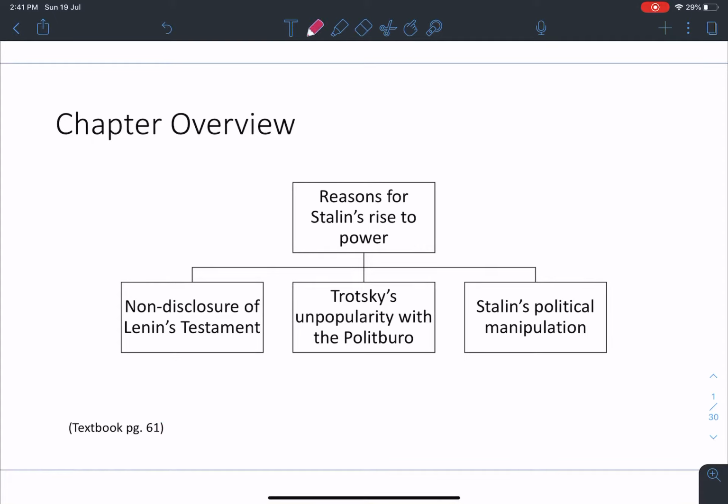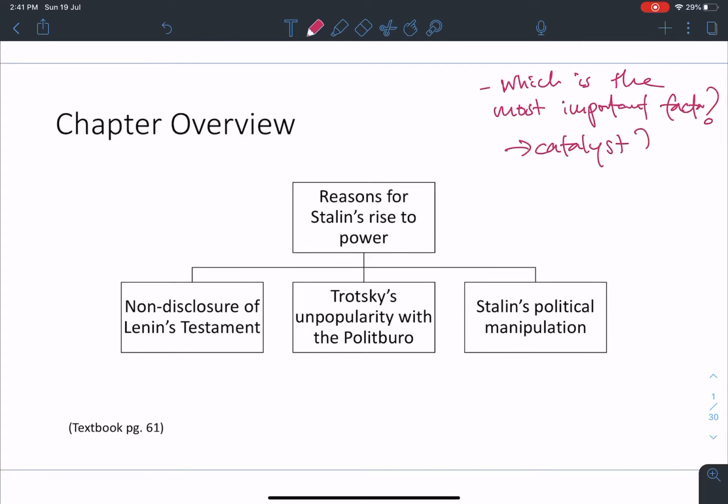And so remember, when we are looking at the reasons for Stalin's rise to power, the most important question we need to ask ourselves is, which is the most important factor? Which factor carries the most weight? Is there a driving cause? Is there a catalyst? Is there a trigger? Or is there a root cause? Is there something which everything else can be traced to? Those are two criteria that you can use for which is the most important factor, okay?